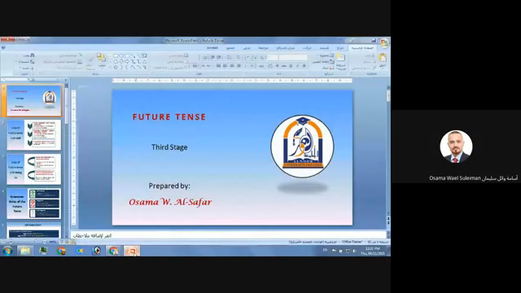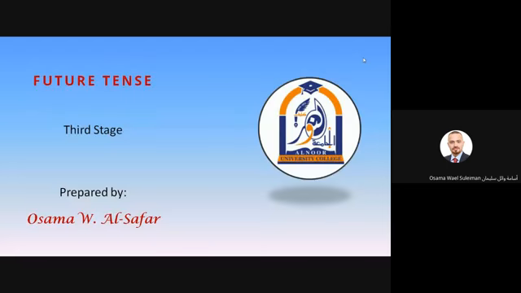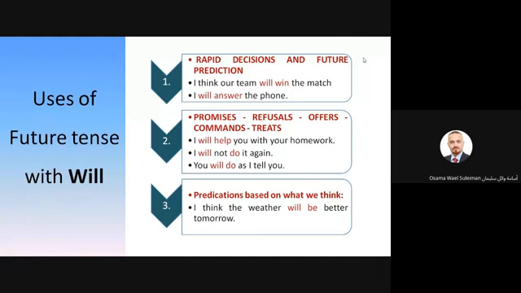Okay. Today our lecture is going to be about the future tense. We have agreed that whenever we are dealing with a tense in the English language, we are going to deal with it in 3 or 4 points: the uses of the tense, the affirmative form of the tense, the negative form of the tense, and the interrogative form of the tense in yes/no questions and in WH questions.